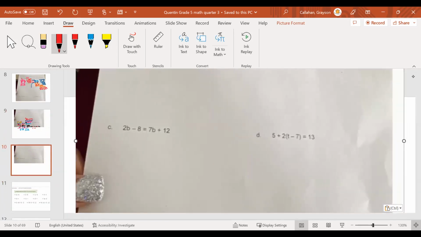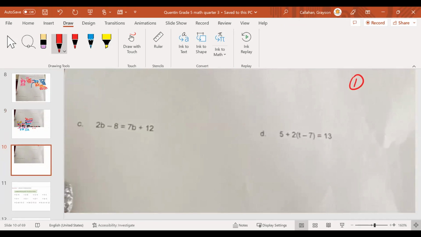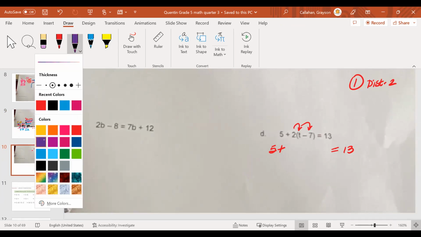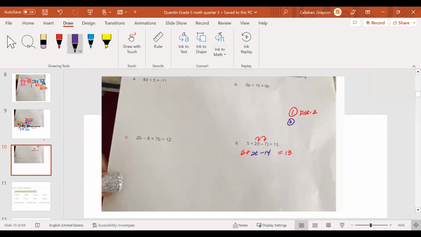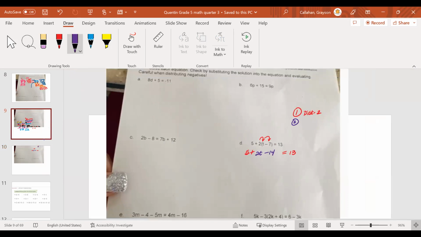Okay? Let's take a look at D. What do you see with D? Step number 1, what do you do? Yep. Distribute 2. What would that give you? Positive or negative? 2 times negative 7. What is that going to give you? Yep. Step 2. What's your next step? I feel like this is very similar to the one we just did.